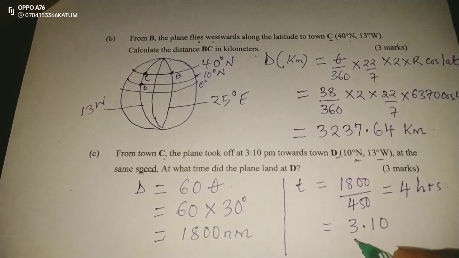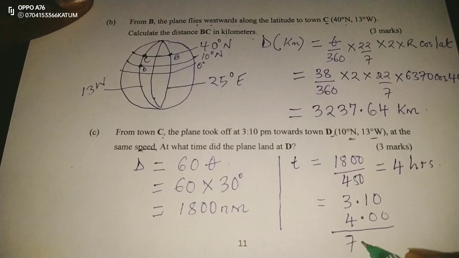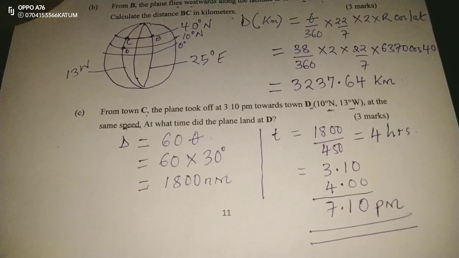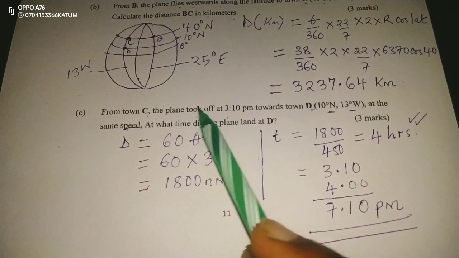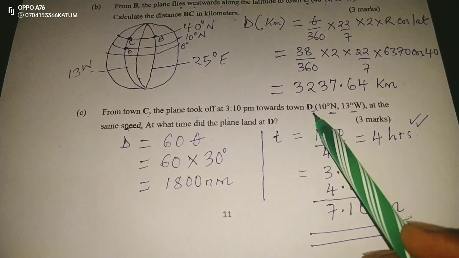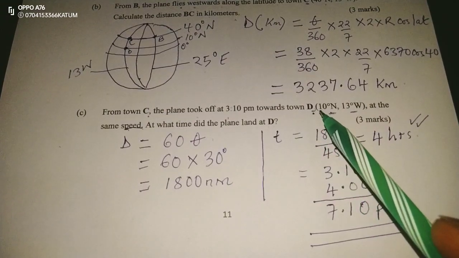So from 3:10 p.m., adding exactly 4 hours, we will find ourselves at 7:10 p.m. the same day. So this will be the time of arrival. We have strictly added the time taken, because places which are on the same longitude will have equal time. So the time it was 3:10 at C, it was still 3:10 at D. If they were on different longitudes, then we could have taken into account time differences.